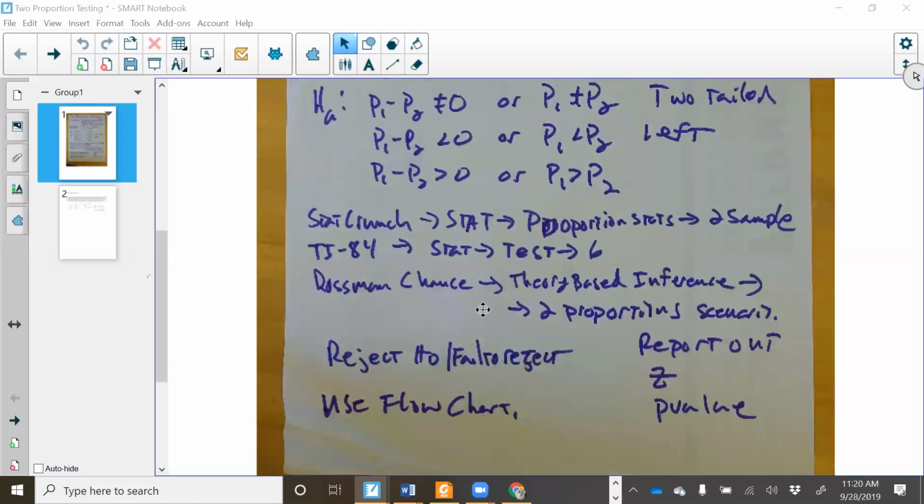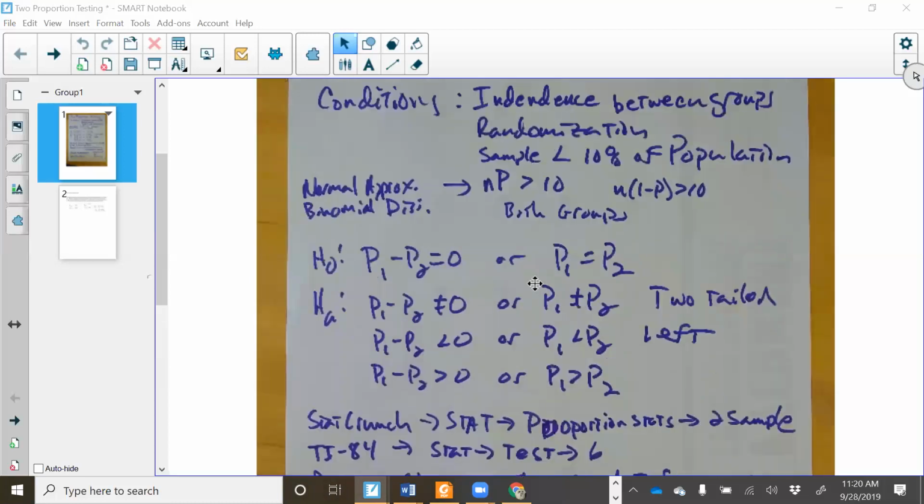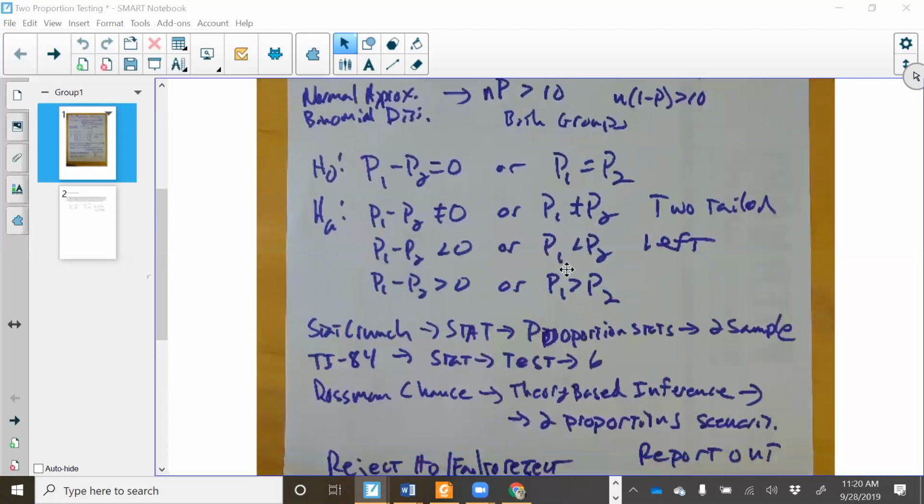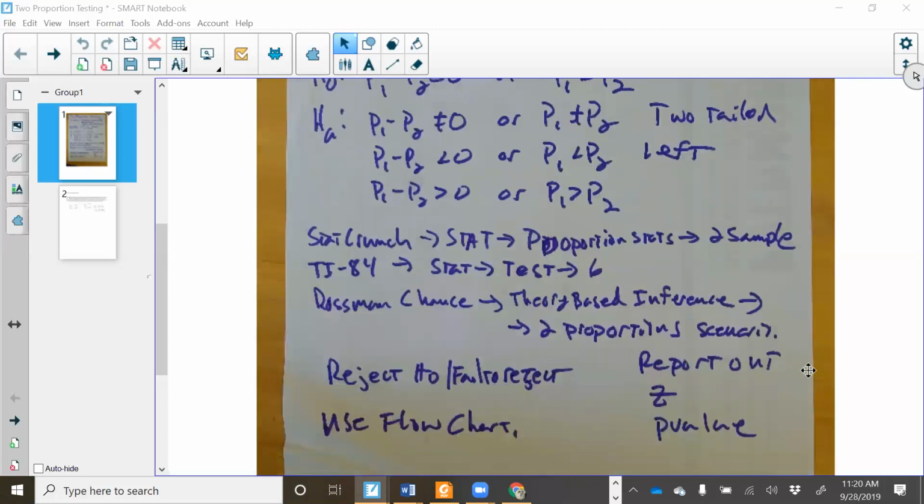Once you run that, what's your claim? Test the conditions, and decide what the claim is. Write your hypotheses. Run the test and report out the z-score. Notice it is a z-score now because we're using that normal approximation for the binomial distribution. It's not a t-score. Report out the p-value, make a decision to reject H0 or fail to reject H0, and use your flow chart to make the decision.